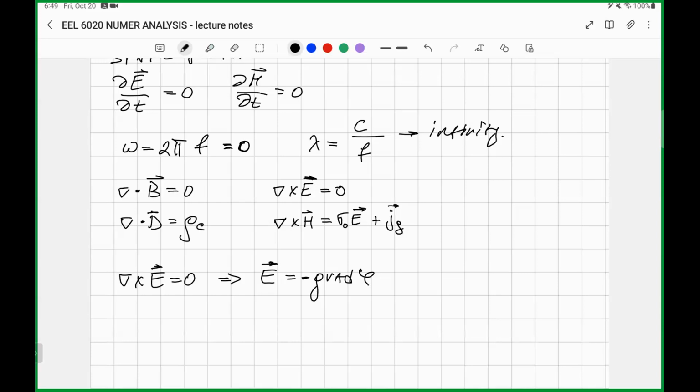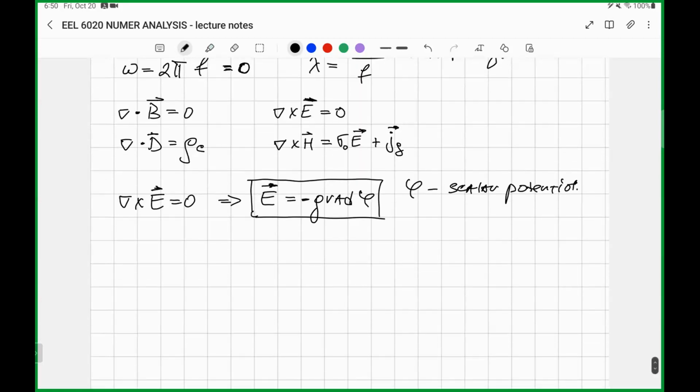Okay, so you remember that the curl of any gradient field is equal to zero. When we deal with a field, the curl of which is equal to zero, then we can represent this field as a gradient of some scalar field, scalar function phi. And this scalar function phi is known as the scalar potential. Phi is scalar potential.